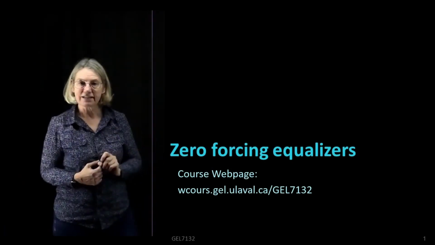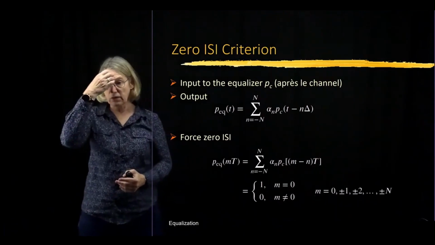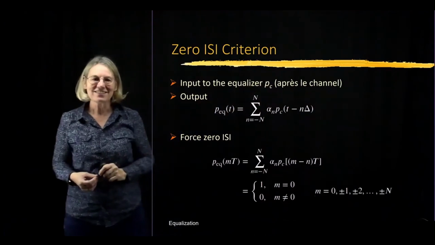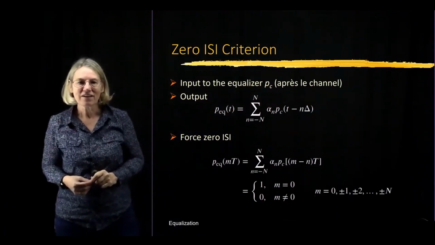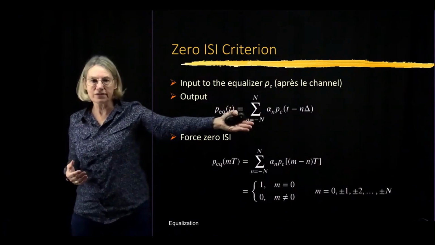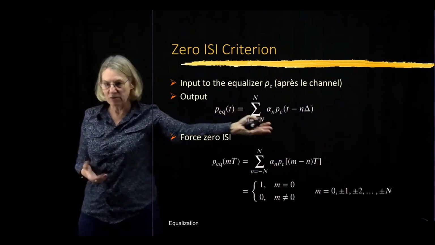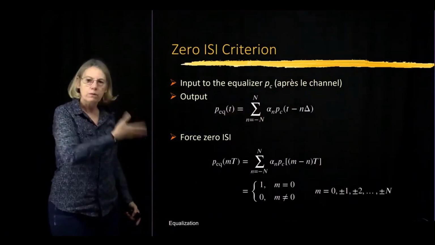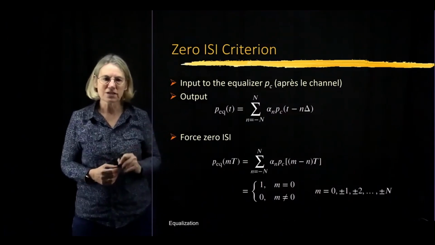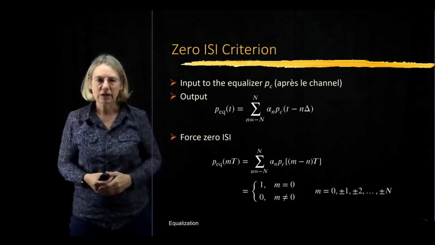So, the zero forcing linear equalizer. The input to the equalizer we call PC after the channel, and the output of the equalizer, I'll use the same equation for the output of the equalizer, which would be the result of the convolution of the input with the taps of the filter. And what I want to do is to force this to be equal. So this is the output of the equalizer.